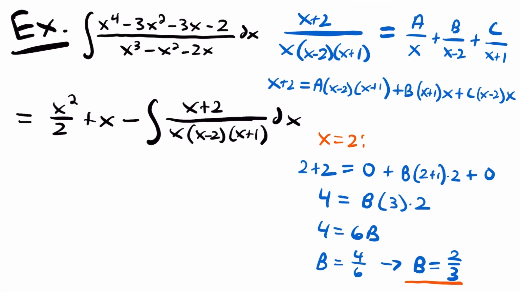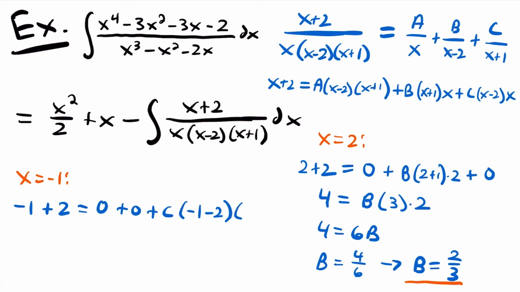If we plug in -1 into this equation, that will make these two terms 0 and allow us to solve for c, because if you plug in -1 for x, x plus 1 will become 0, and the same will occur over here, so both of these terms will be 0. So if x is equal to -1, we will have -1 plus 2 is equal to 0 plus 0 plus c times -1 minus 2 times negative 1. And so if we simplify, we'll have positive 1 is equal to c times negative 3 times negative 1.